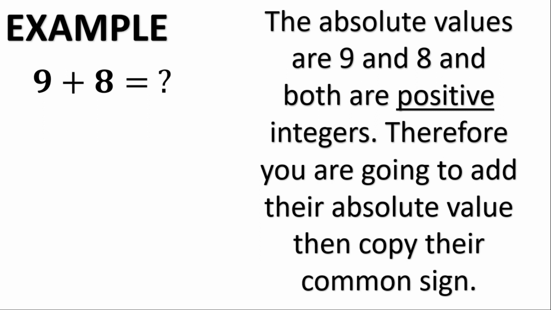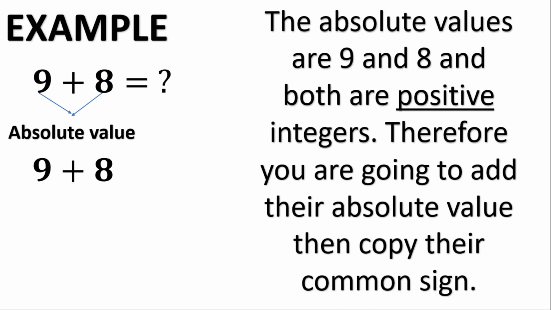Okay. So example natin ulit, yung 9 plus 8. Okay, the absolute values from the given are 9 and 8. Both are positive integers. So sabi natin sa rule natin kanina, if like sign, we are going to add their absolute value and prefix their common sign. So it means we are going to add the absolute values, then we are going to copy their common sign, which is positive. So 9 plus 8, kapag in-add natin siya, the answer is 17. So mapapansin natin dito, 9 and 8 are both positive integers. So the sum will be positive 17.